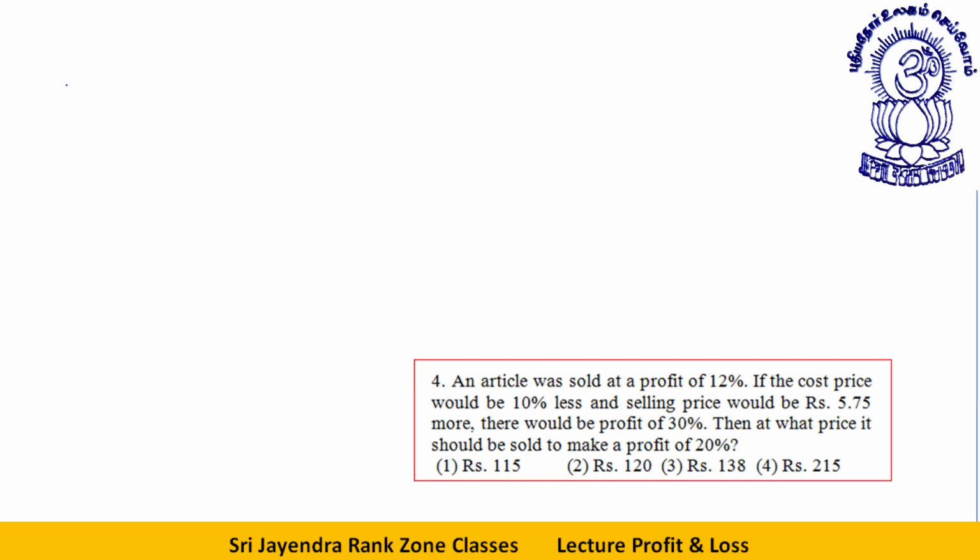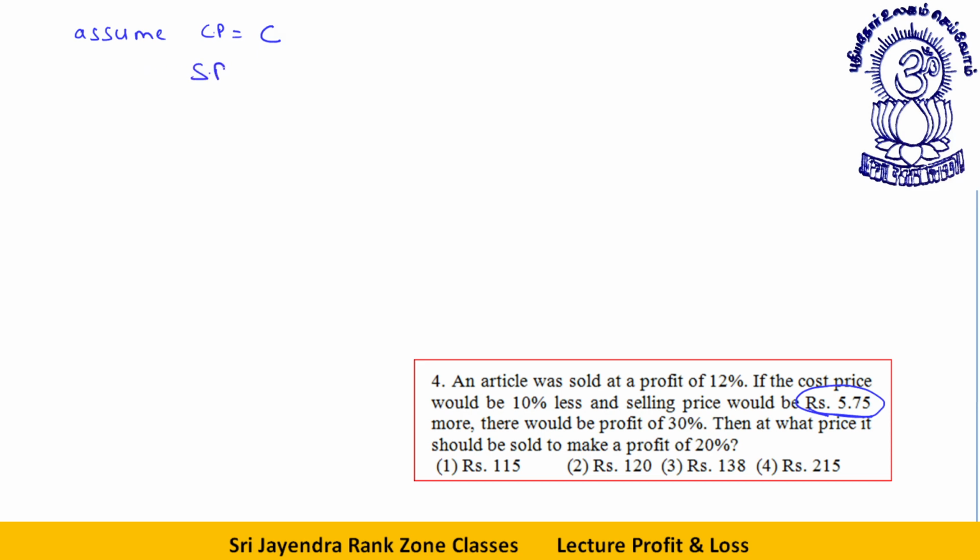The last question. An article was sold at a profit of 12%. Let's read the question first. If the cost price would be 10% less and the selling price would be rupees 5.75. See students, since a rupees something is involved, I can't assume it to be 100. I'll assume it to be C. Assume CP is equal to C.